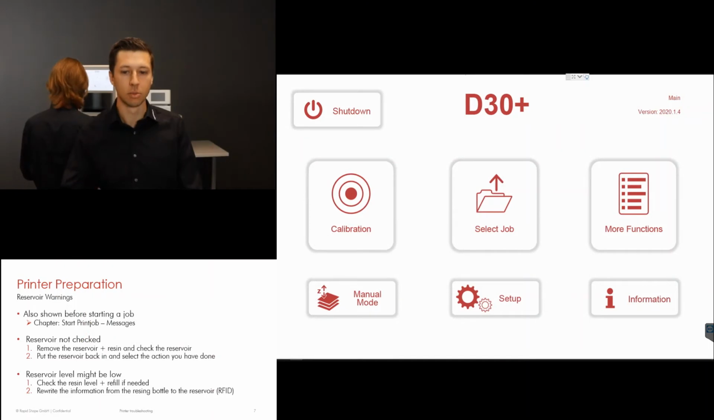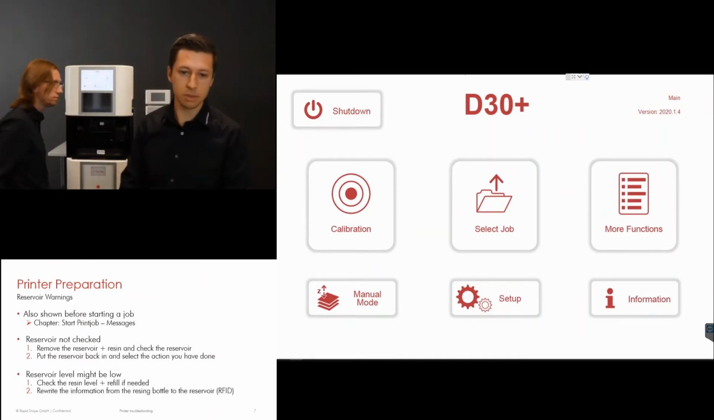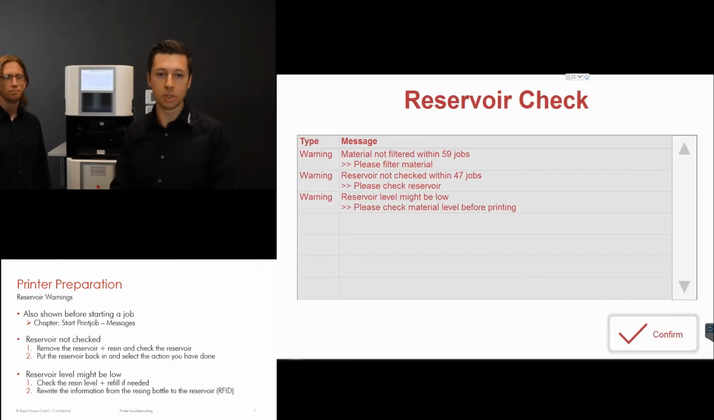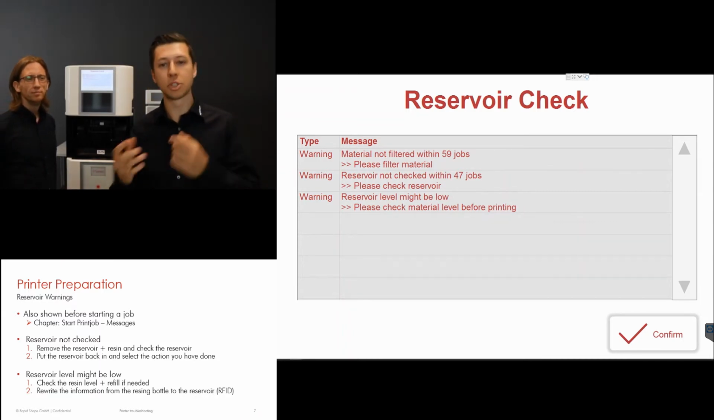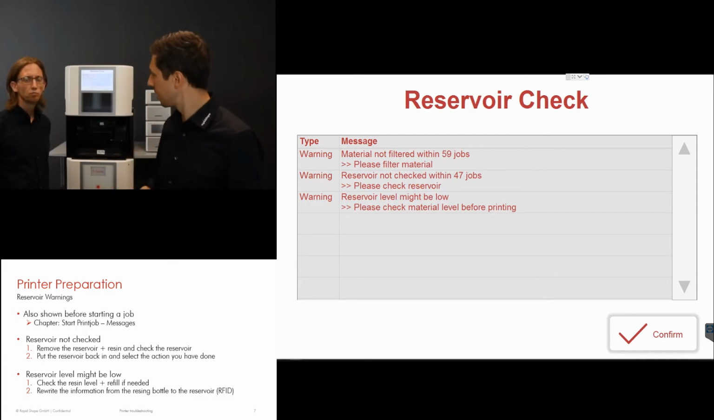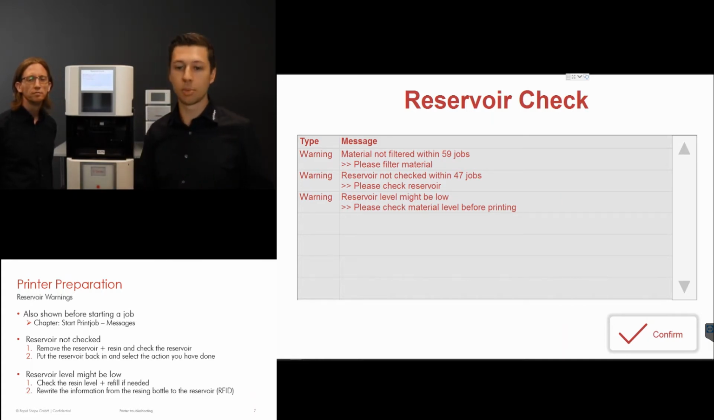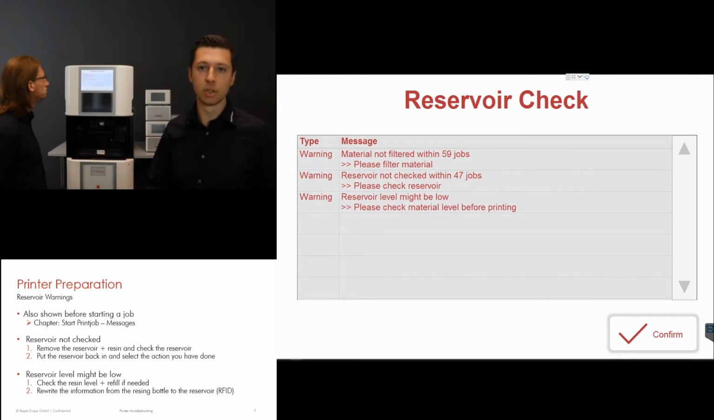When I'm inserting a reservoir, there will be reservoir warnings. Robert is now inserting the reservoir, the machine is trying to discover it, and there it is, directly a reservoir check. Ooh, there are some warnings. These warnings will also be shown before starting a job. For example, you can switch off the reservoir warnings in the settings. I think you did it in another webinar, so you know where to do it. Then these warnings won't appear directly when you put in the reservoir, but they will also be shown in the start print job messages. We show it in a later chapter.